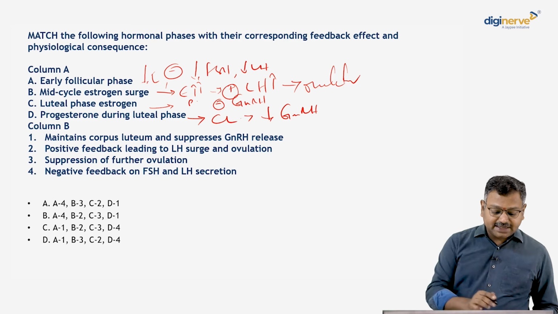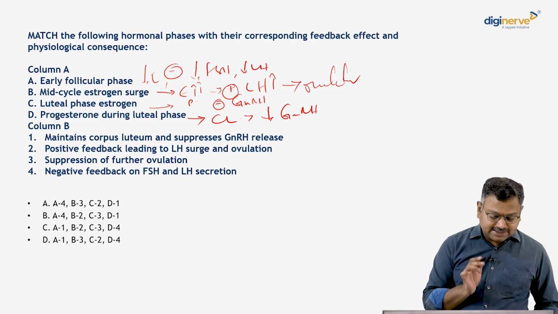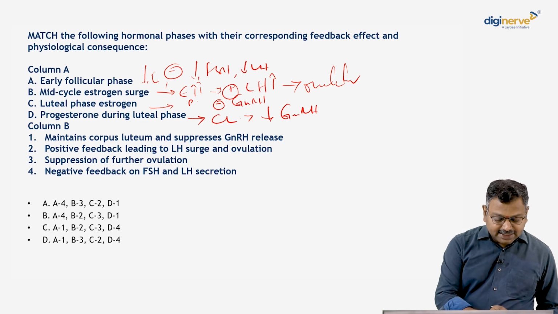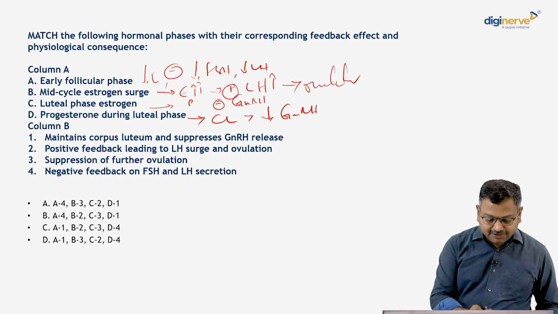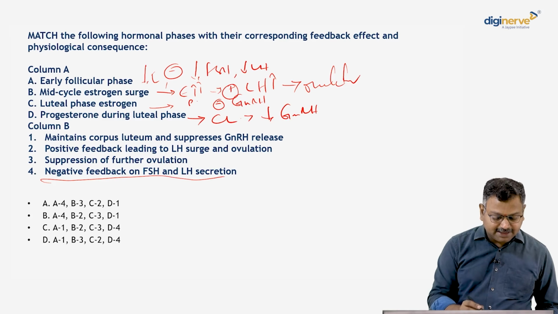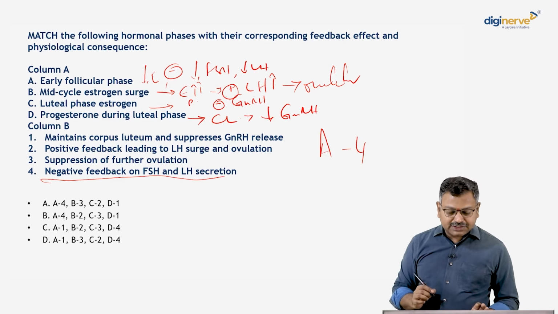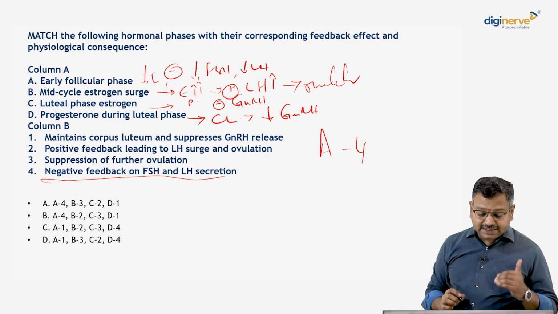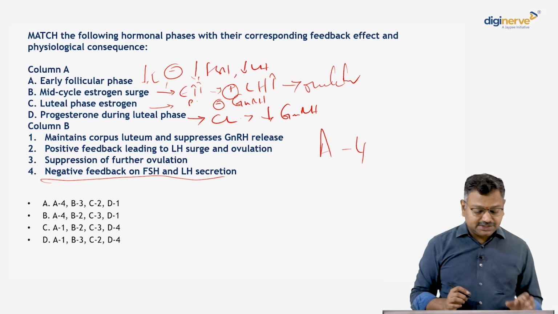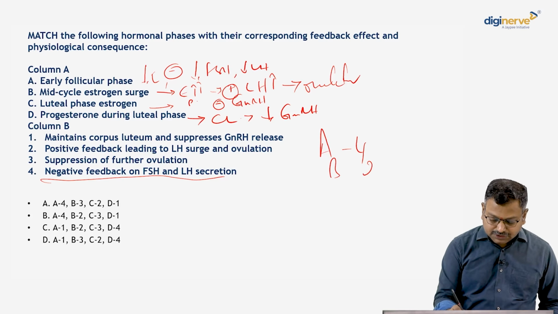So as we said, in the early follicular phase there is a decrease in estrogen and a decrease in FSH and LH. So what we are seeing here is negative feedback for FSH and LH, which is option 4. So A is going with 4. The mid-cycle estrogen is going to increase the LH and result in ovulation. So B is going to 2.